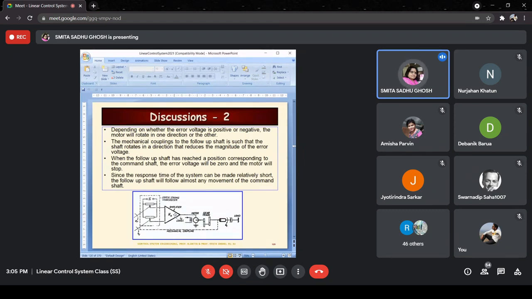which means that is the voltage which is going to drive the motor. So, insofar as the error voltage is positive, maybe the motor was rotating in one direction. If the error voltage polarity changes, the motor will start rotating in the opposite direction. And if the generated error voltage is zero, then the motor will not be excited by any voltage, so there will be no further rotation. That is the way it works. So, depending on whether the error voltage is positive or negative, the motor will rotate in one direction or the other.